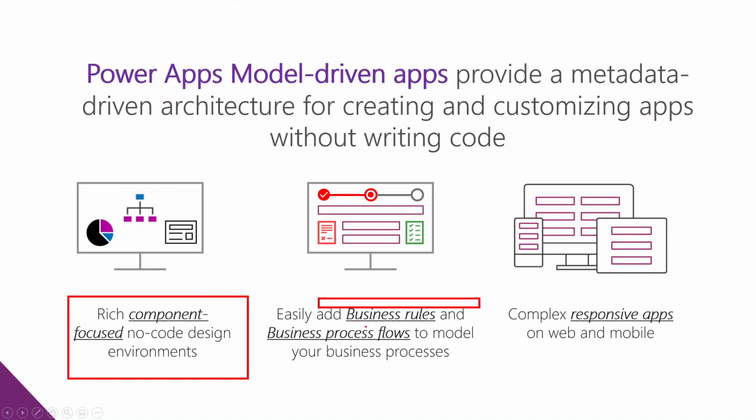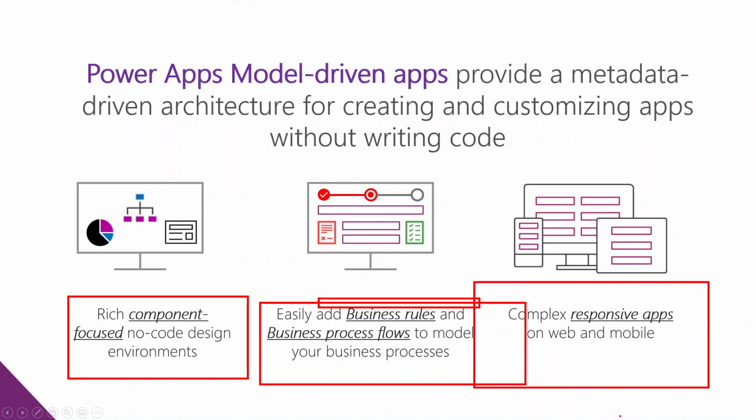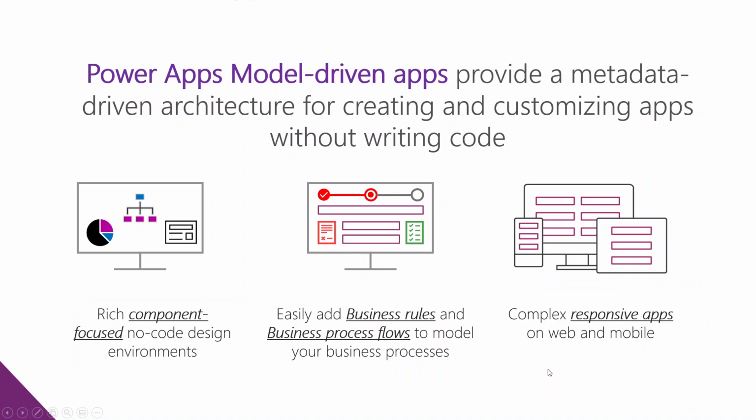You can add business rules and business process flows to your apps, and then they are automatically built for web and mobile without any changes or any consideration from a design perspective. You just build the app and it's ready to go on any platform.